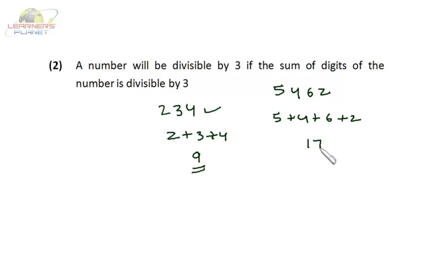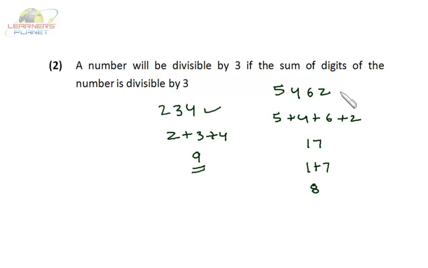Okay, you can repeat the process. If you don't know the table of 3, you can further repeat the process. So it's 1 plus 7, it's 8. Now, just see whether 8 is divisible by 3 or not. So kids, 8 is not divisible by 3. That's why 17 is not divisible by 3, and hence 5, 4, 6, 2 will not be divisible by 3. So without performing actual division, we did that, isn't it?